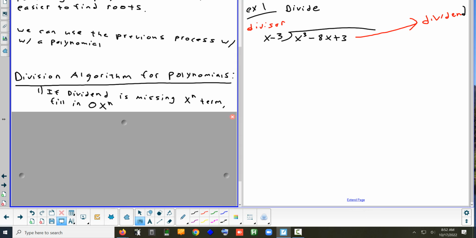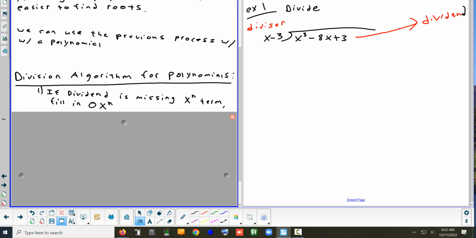Okay, so the first step is you look at the dividend and you see if you're missing any terms. By missing, I mean, is there an exponent that's not there? Look at the highest one, and you need to have every exponent from the highest to the lowest. If you're missing one, we need to fill in a 0 for that particular one we're missing. The reason we need a 0 is because we're going to have to line things up in like terms.